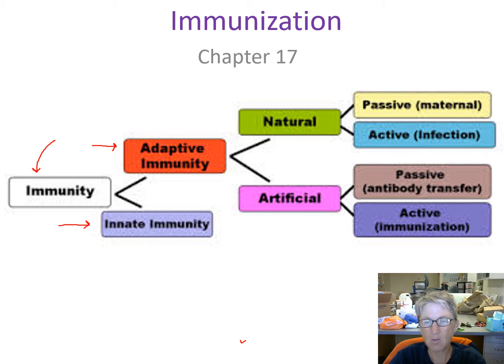So there's natural and artificial immunization, and then within those two categories there's passive and active. So there's natural passive immunization, natural active immunization, artificial passive immunization, and artificial active immunization. And in part 1 for chapter 17 we covered natural passive, natural active, and artificial passive. And in this one, the whole video is going to be on artificial active immunization.